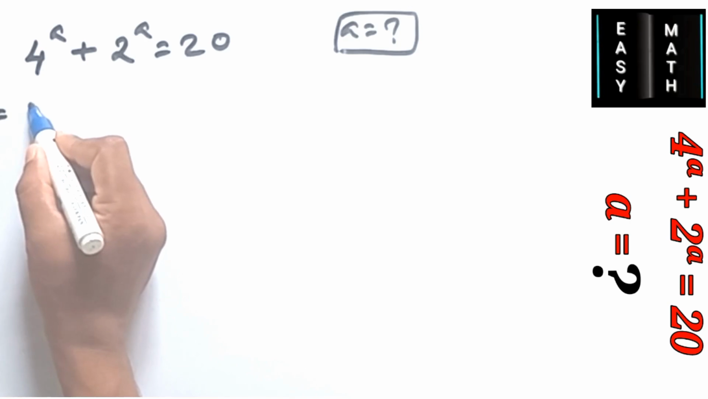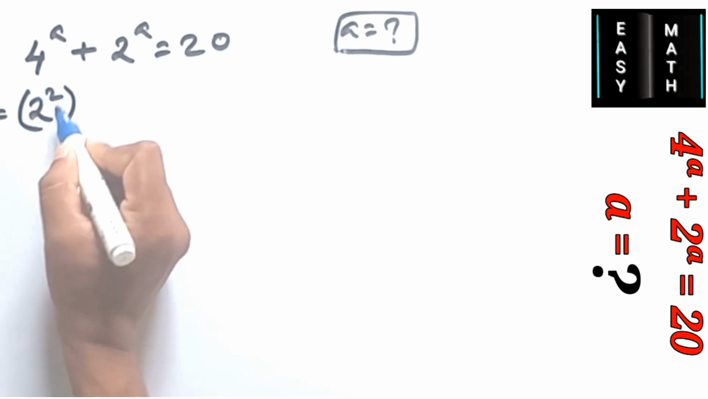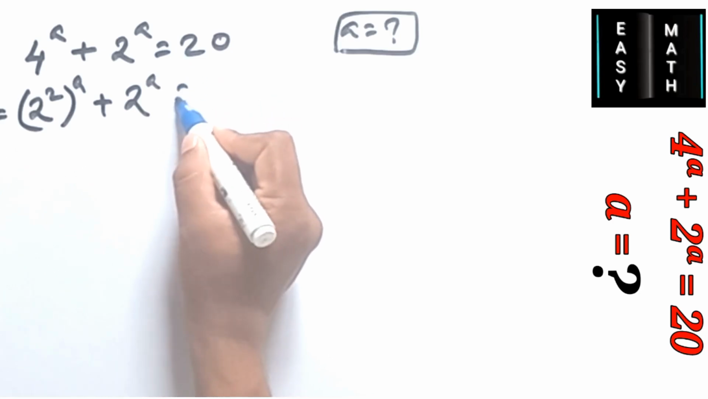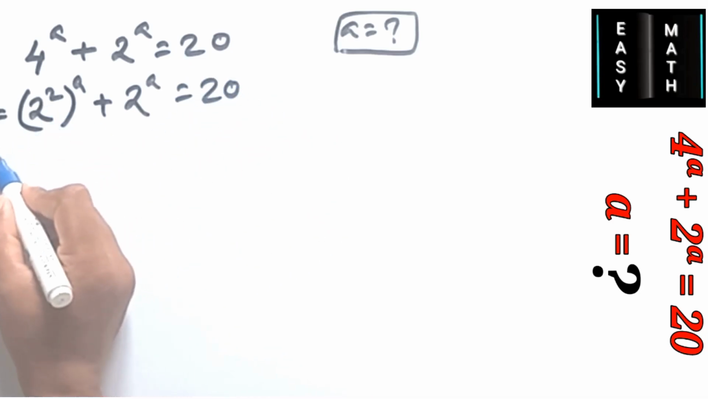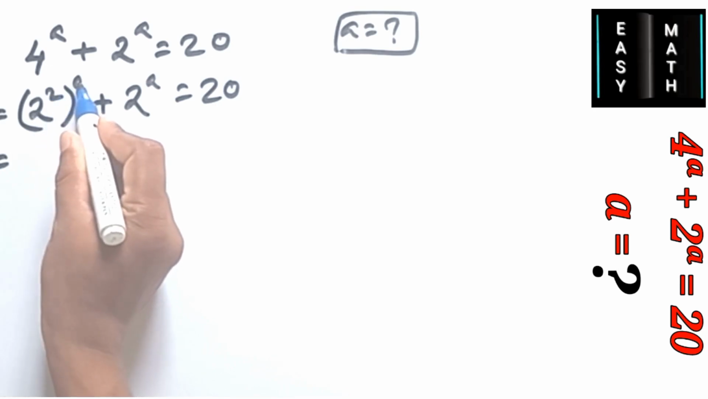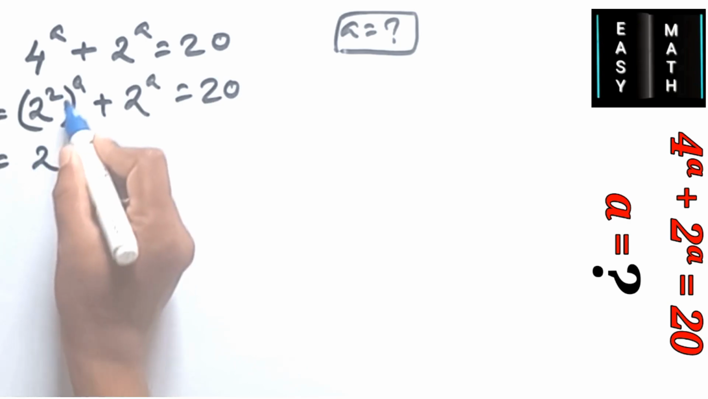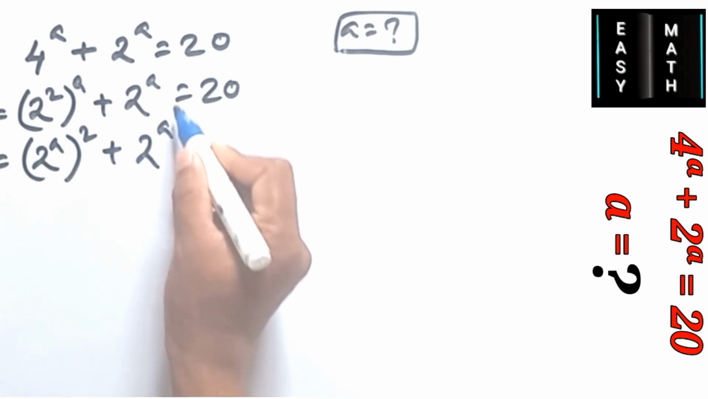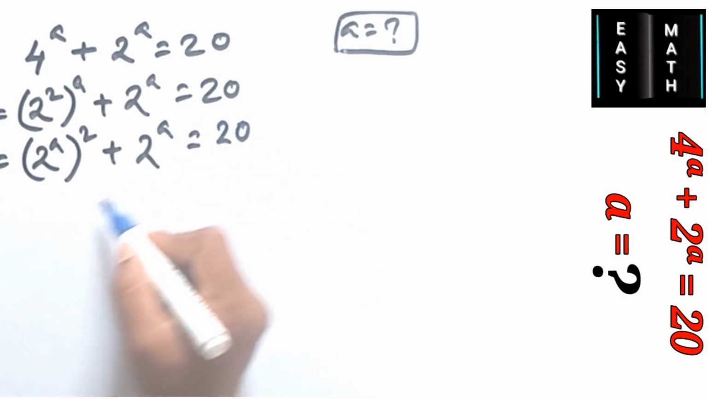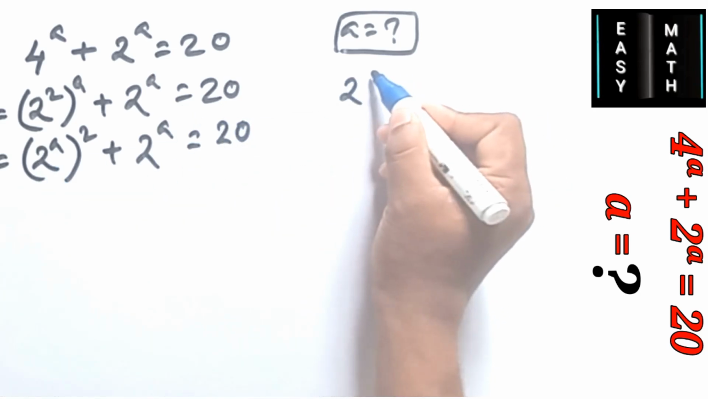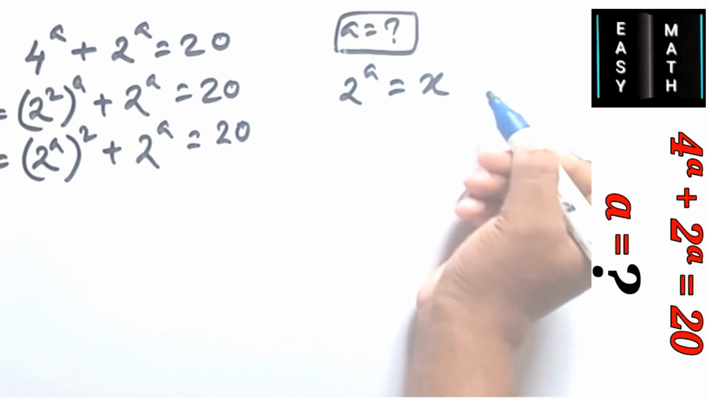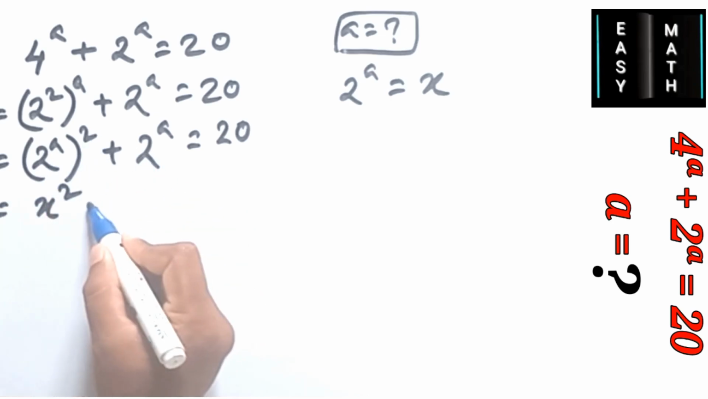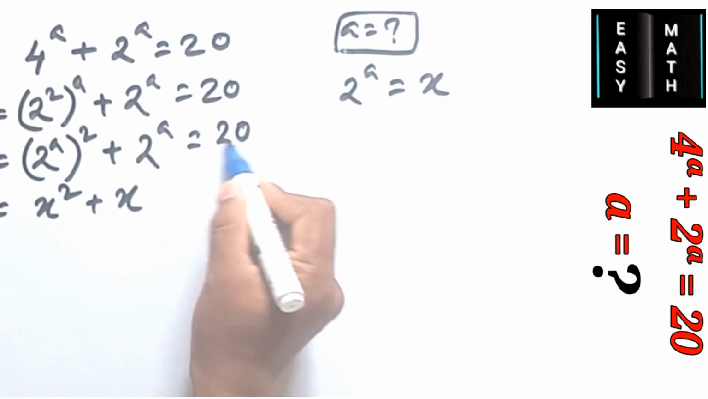There, 4 is equal to 2 squared, and this is a, and there is the 2 to the power a, this is 20. Now the powers 2 and a interchange, so 2 to the power a, and there is the square, and there is the 2 to the power a is 20. And now we take 2 to the power a is equal to x, so this is x squared, and this is x, and 20 is here.